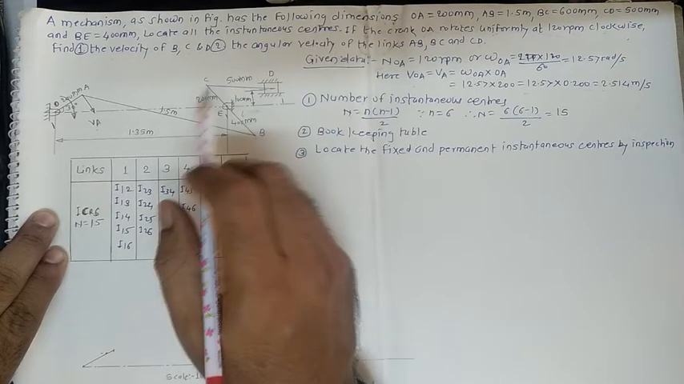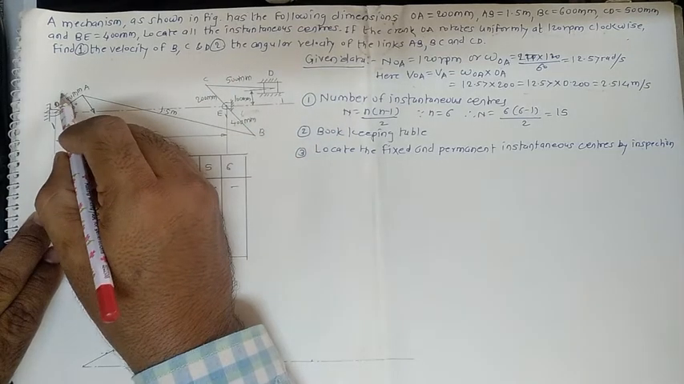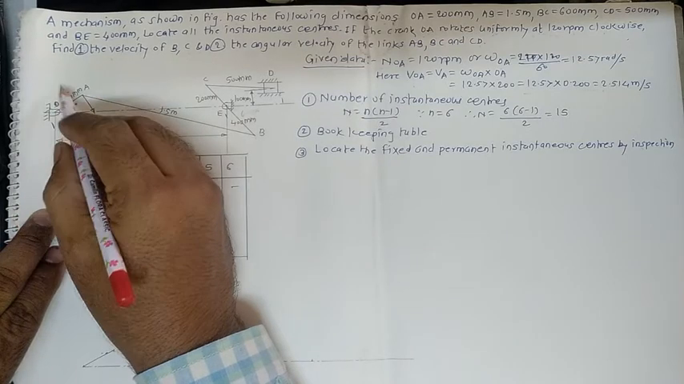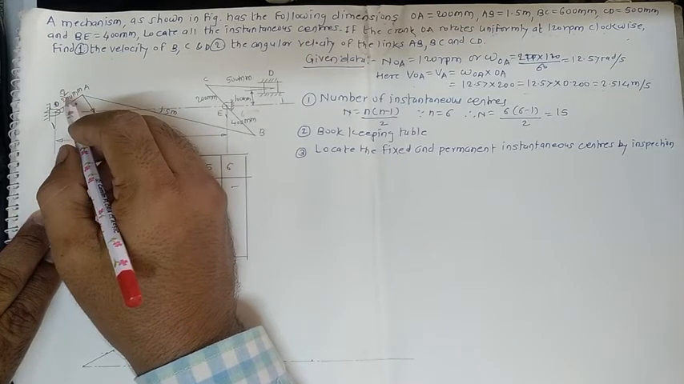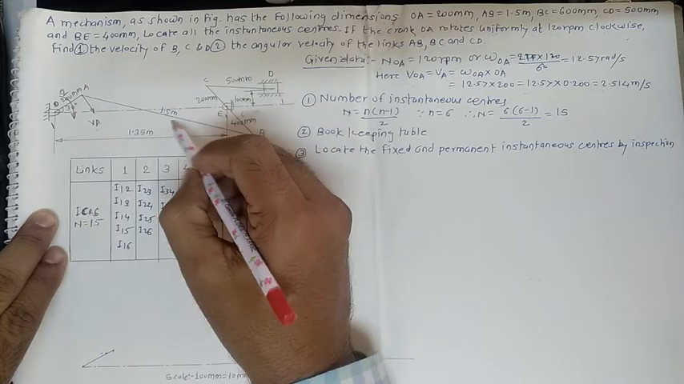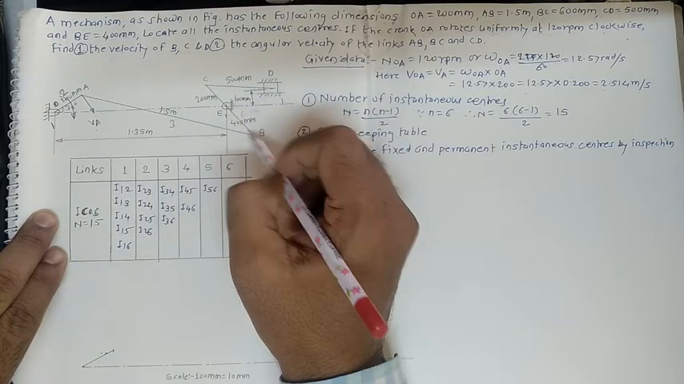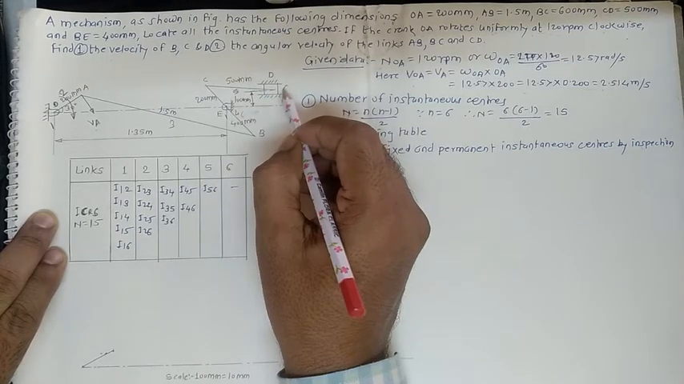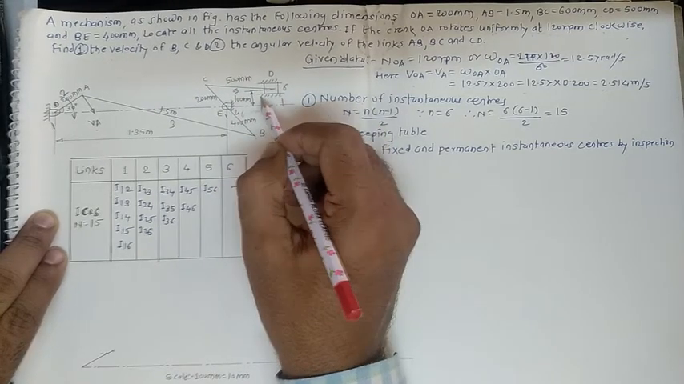Now number 2 should be given beside this link. Number 1 is here, so nearer with this one. Number 2 should be given here. The next one, number 3, is here. Number 4, just give the number 4 for this CB link. Number 5 should be given here. Number 6 for the slider. Again, number 1 is given for this link, the fixed one.